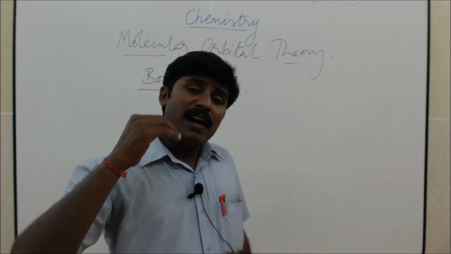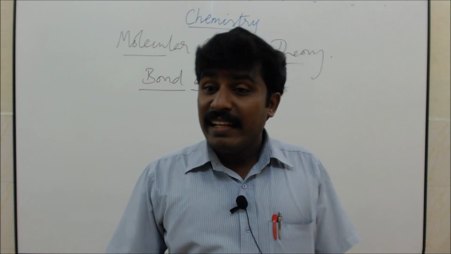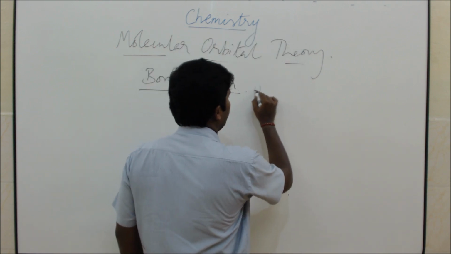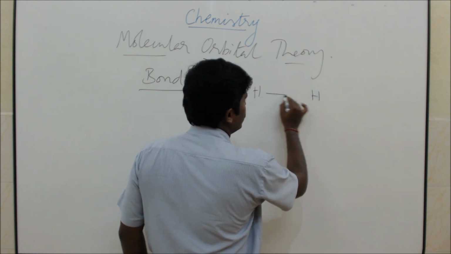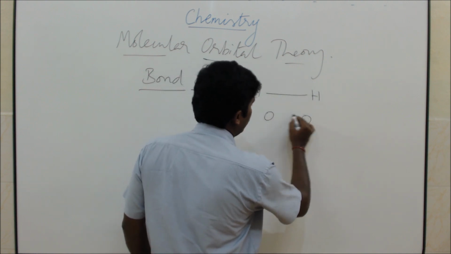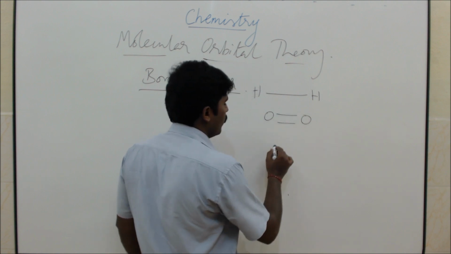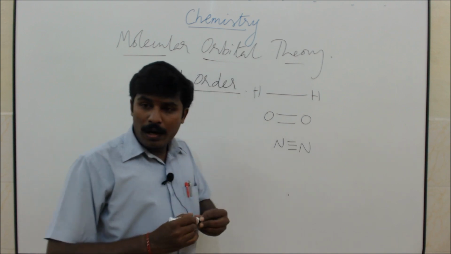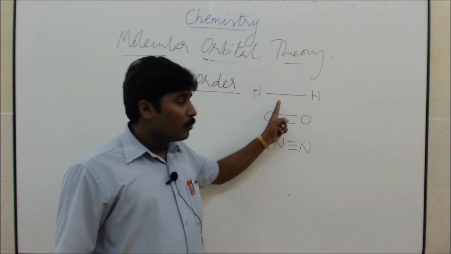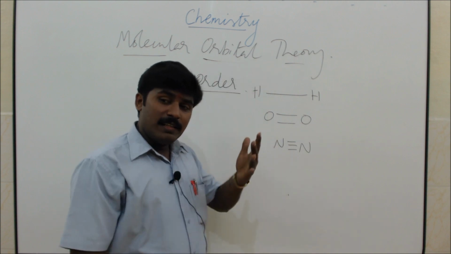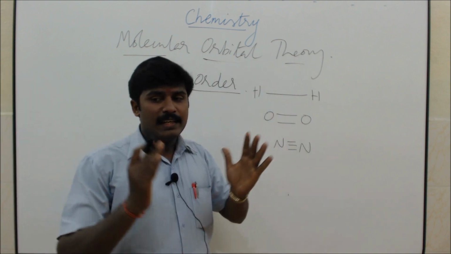Commonly, as bond order increases, bond length decreases. See here, hydrogen, hydrogen, the bond length is this much. Then oxygen, oxygen, somewhat less. Nitrogen, nitrogen, very less. See here, bond order is 1, bond order 2, bond order 3. So as bond order increases, bond length decreases.